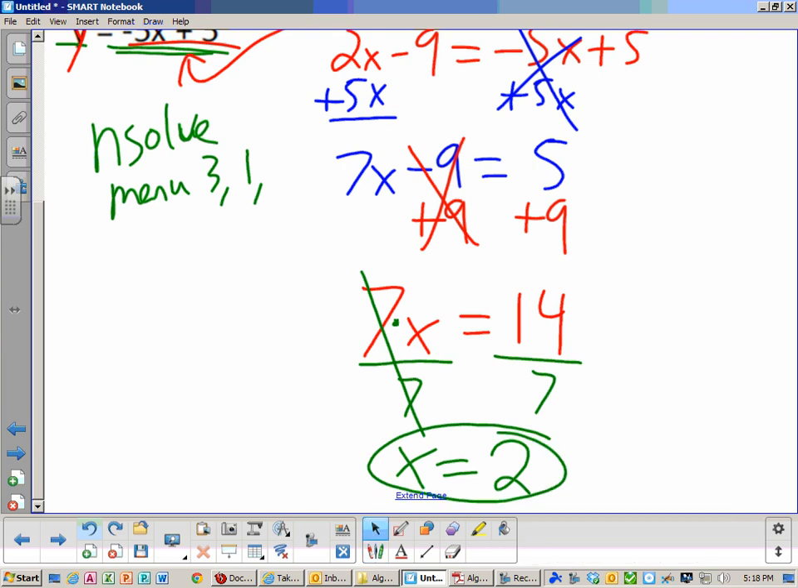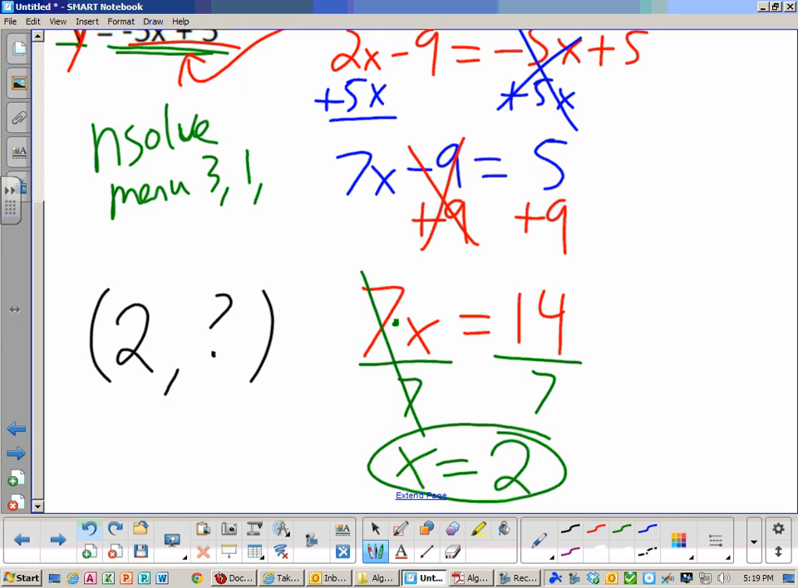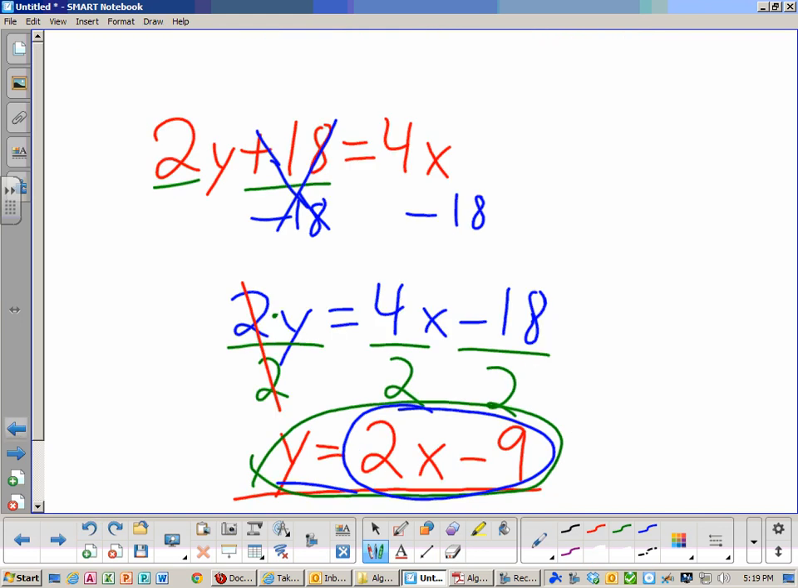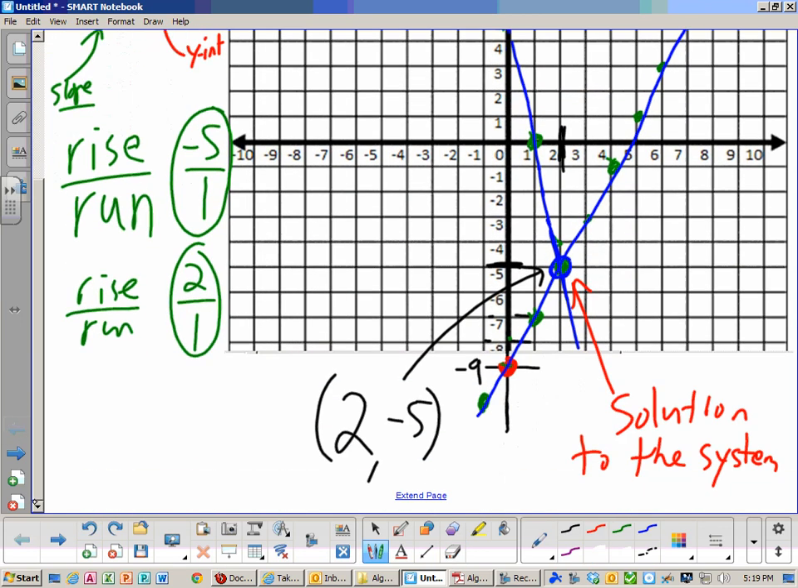Well, actually, hold on. I just realized we don't have it. All we have right now, the only thing we have is just this, 2. We don't have the y yet. We got to find the y, so we got to finally find the solution to the system, right? We already know over here, according to the very first problem, what our solution was, right? This was it, 2, -5.